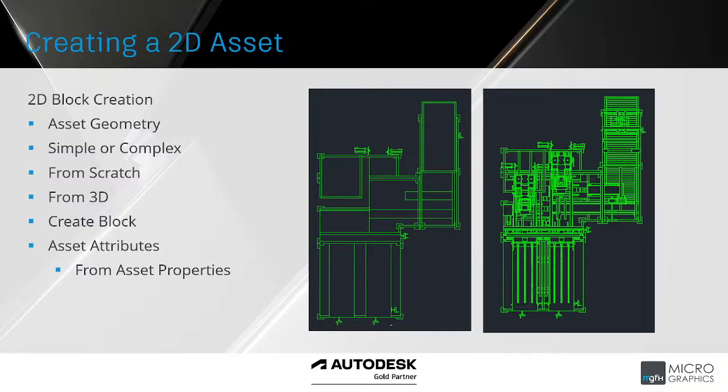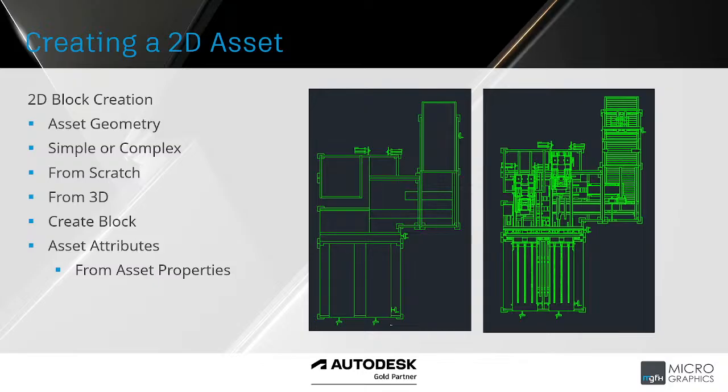So you will pick which way you want to go. You may already have existing blocks for machinery that you have for components or assets that you have within your facility. And so you can take that existing library of blocks that may just be standard AutoCAD blocks and then use them and publish them into the Factory Design Utilities asset library.